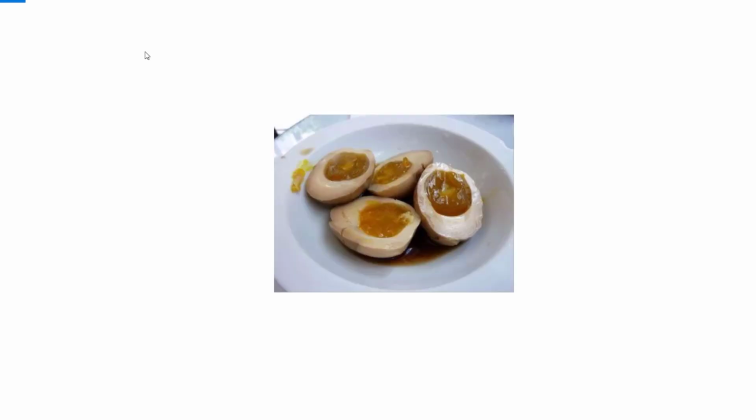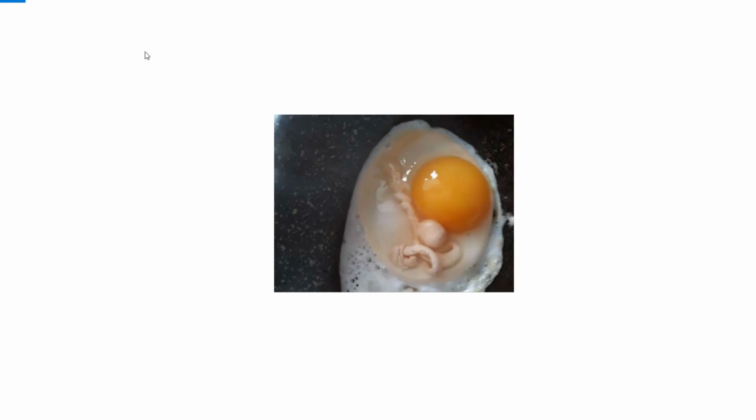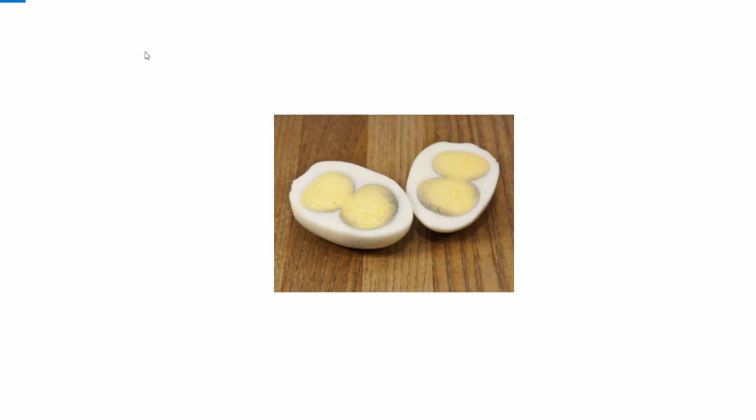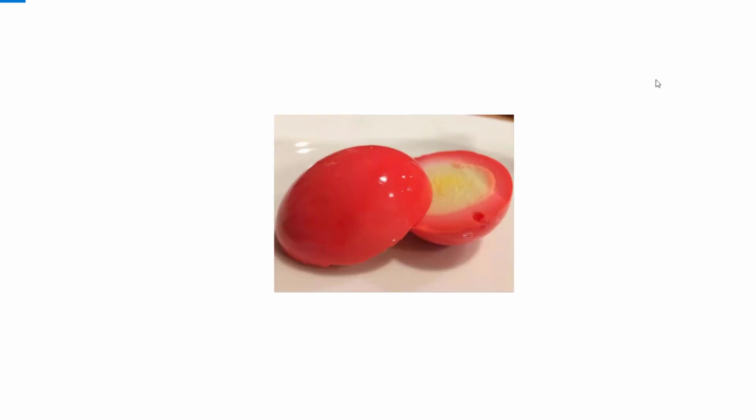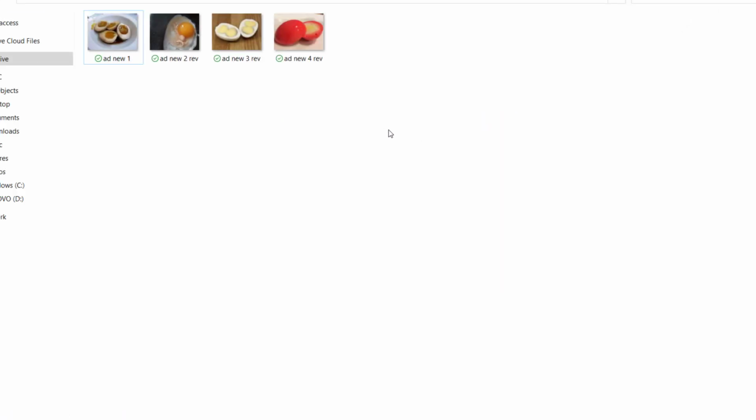And here's the first one. Here's the second one. I think that'll work really good. That looks so weird, that'll get people to stop. Here's the third one. And then here's the fourth one. So I'm sticking with the egg theme, but I'm testing out different ones because those previous 4 images did not get the results that I wanted.